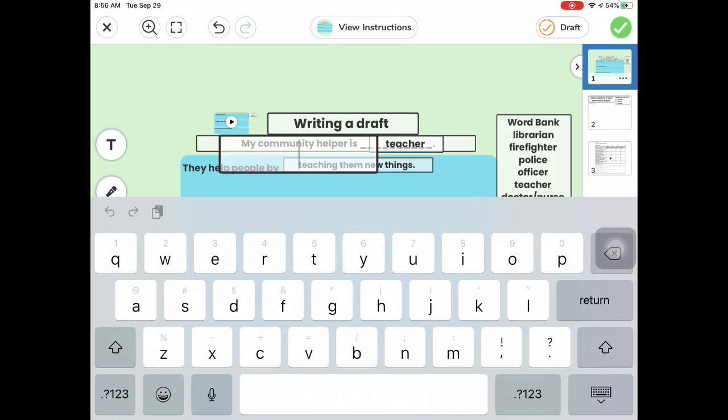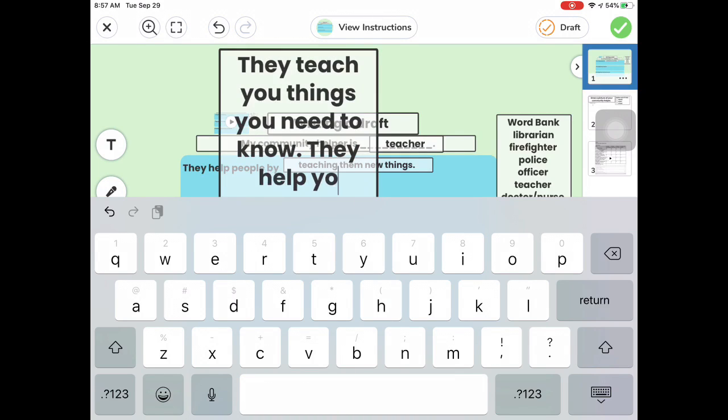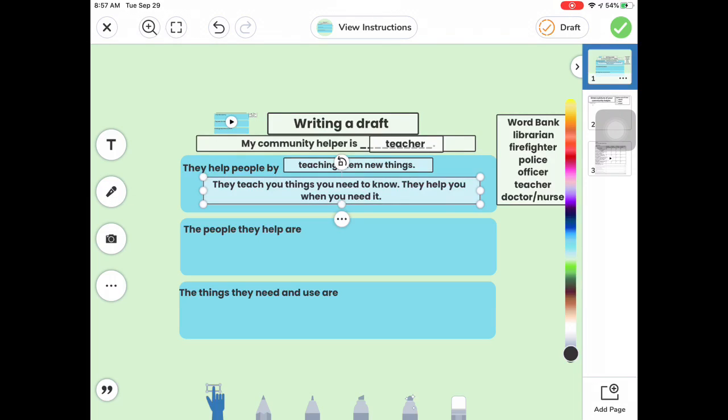Then I need to add 2 other ways that they help people. So teachers help people by teaching them new things. They teach you things you need to know. They help you when you need it. Then I'm on to the next one.